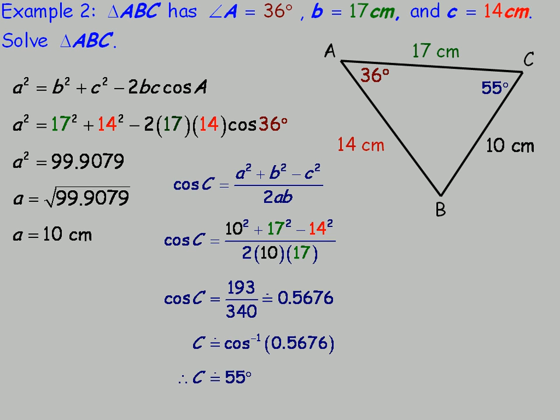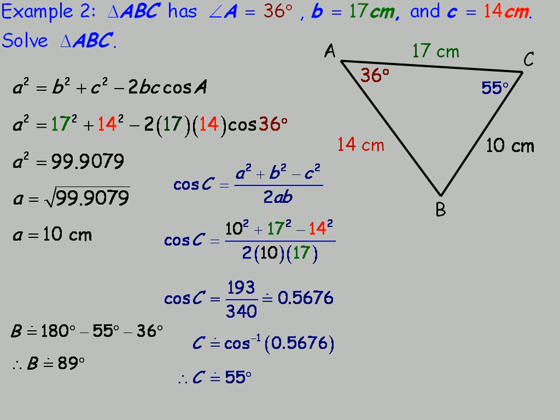Now we do know 2 of the 3 angles now. So we can find the third angle. We don't have to use the cosine law again to find angle B. We could just use the fact that the 3 interior angles add to 180. And so angle B is 180 minus 55 minus 36. So angle B works out to be approximately 89 degrees. And you'll notice that it did look almost like a right angle triangle. That's why, because B is almost 90 degrees.